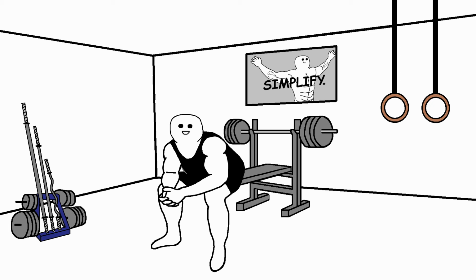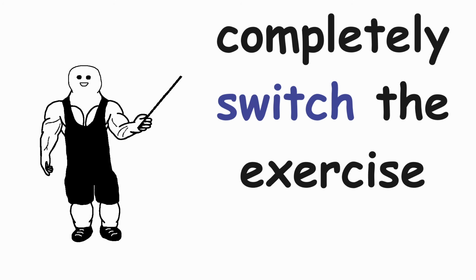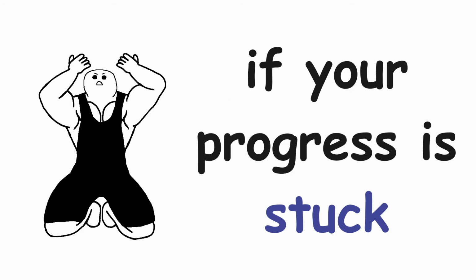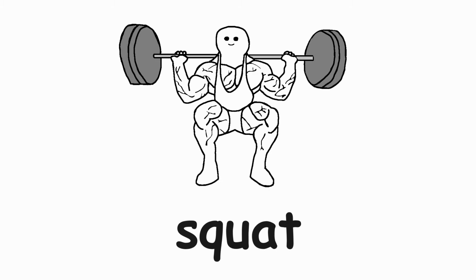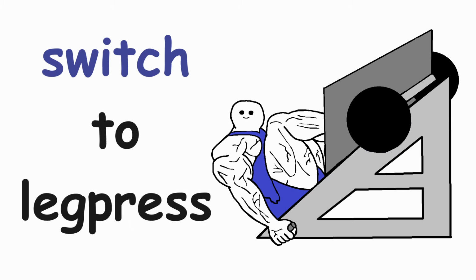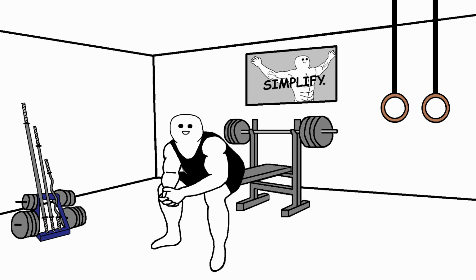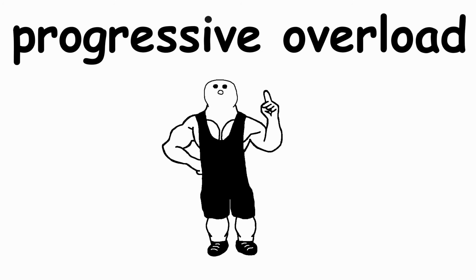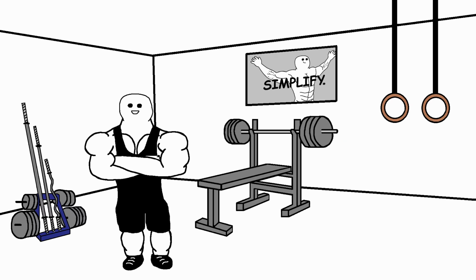If you are feeling stuck because you didn't progress in any way in a couple of weeks, it might be time to completely switch the exercise variation. For example, if your progress is stuck on the squat, switch to leg press for a couple of months and then come back to the squat and you will see that you are suddenly able to break through that plateau no problem. Another thing that you can do to try to create progressive overload is to do partial or forced reps, where you go beyond failure, but I would only recommend this to experienced lifters.